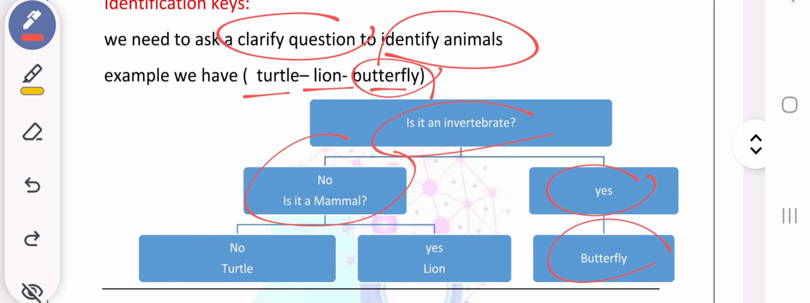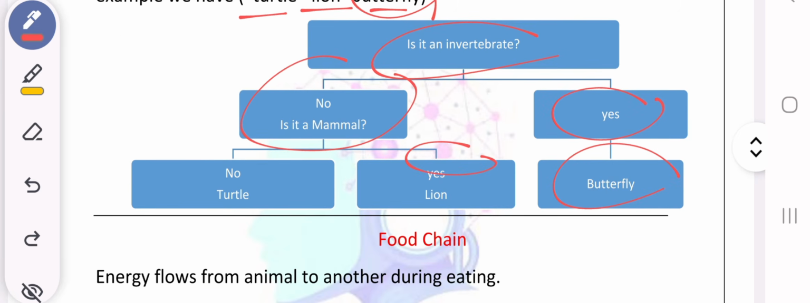Is it a mammal? If you say yes, of course, the lion is a mammal. What's the meaning of mammal? Mammals like us give birth to young and produce milk. If we say no, of course it will be the turtle, because the turtle is a reptile, not a mammal. Reptiles lay eggs, not giving birth to young.